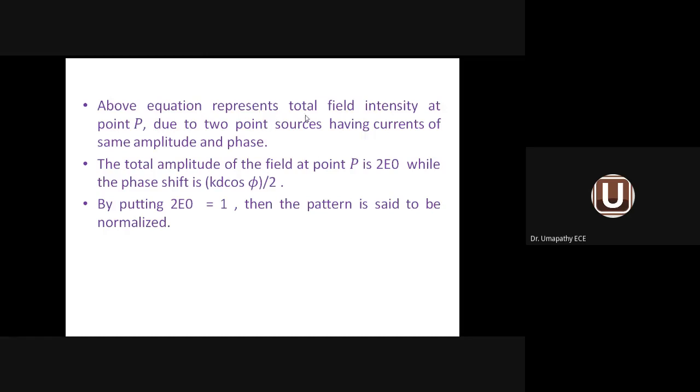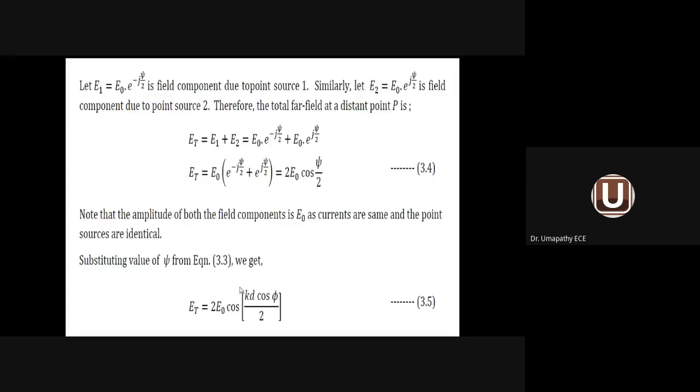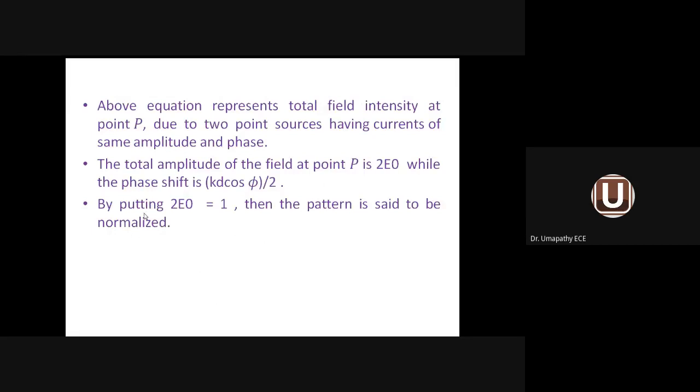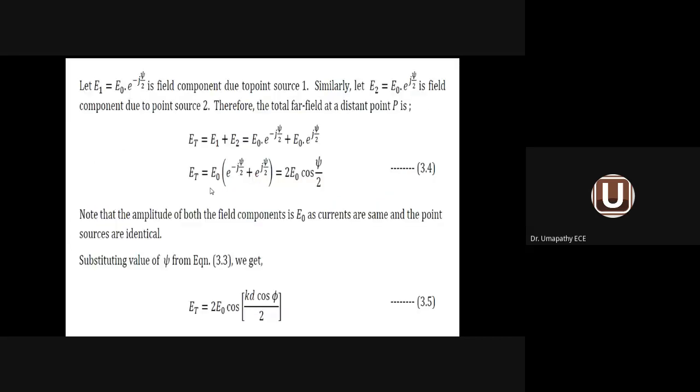So the above equation represents the total field intensity at point P due to 2 point sources having equal current and equal phase. Now, what is the maximum value? How to find out the maximum value? If cos equals 1, I will get the maximum value. So the total amplitude of the value is 2 E naught, while the phase shift is KD cos phi by 2. So for the first case, I got an expression now.